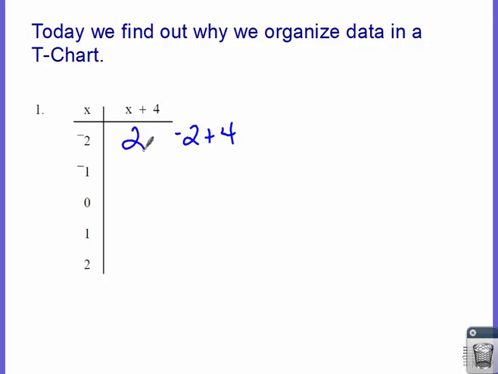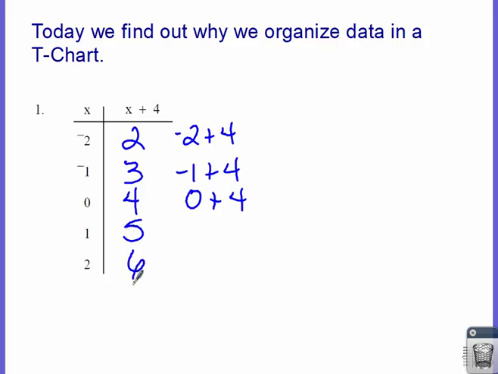Then I move on to the next one, because now it says if x is -1. I plug in -1 + 4 and end up with 3. Then the next one is 0 + 4, and we end up with 4. After 3 of those we can determine a pattern. What are we doing from one x value to the next? We're adding 1. So I add 1 to get to the next one, 5, and then 6.